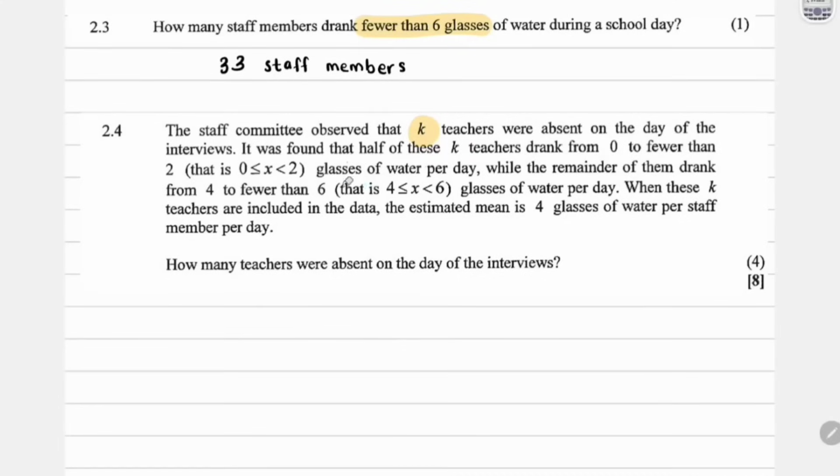Okay, that is the 0 to fewer than 2 glasses of water per day, while the remainder of them drank from 4 to fewer than 6 glasses of water per day. So let's go ahead and break that down.